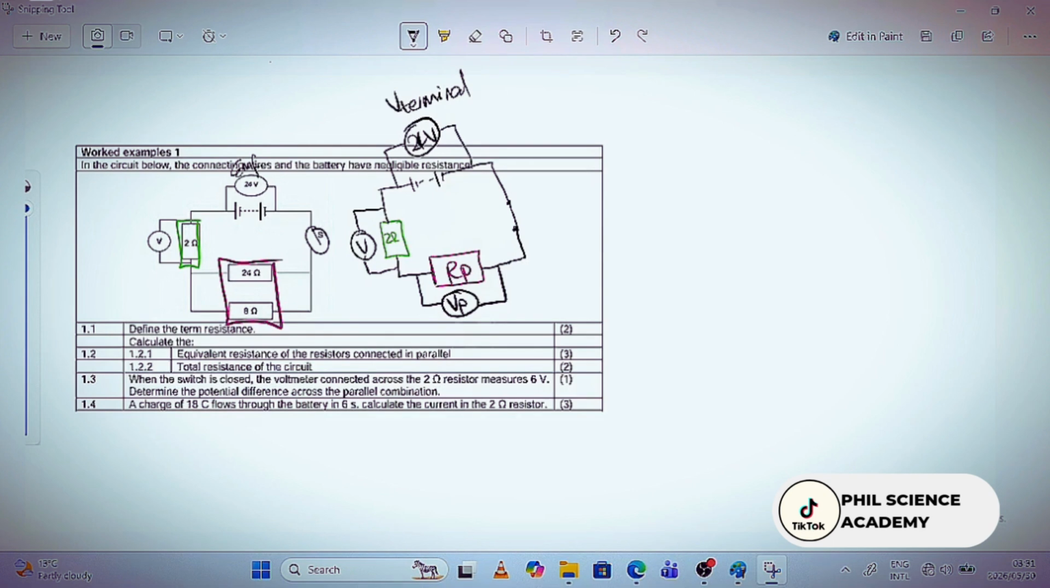So when the switch is open, this is called EMF because it measures only the potential difference across this battery. But when the switch is closed, this potential difference will now be referred to as the terminal potential difference. So now we are going to use this secret recipe. So this is my secret recipe actually. Now I'm going to write something here.